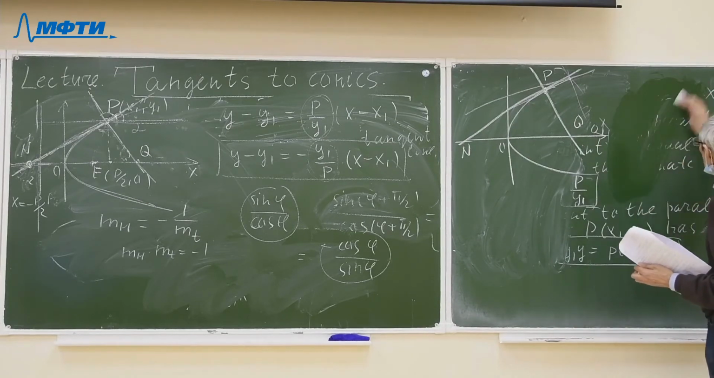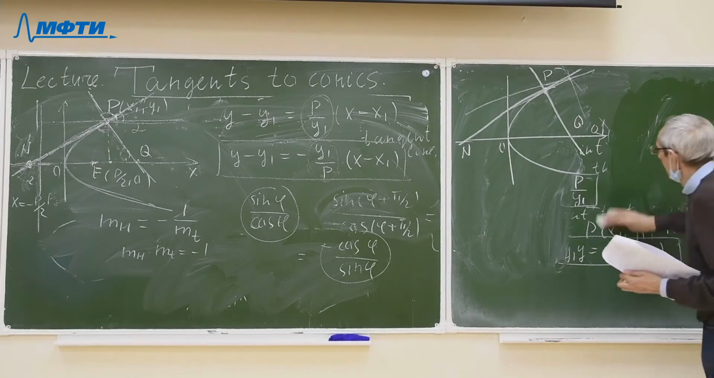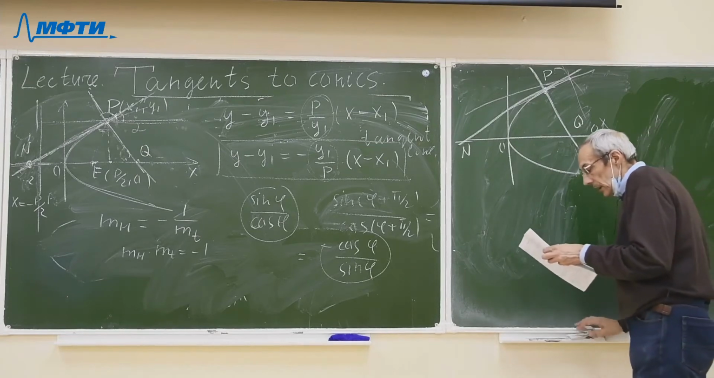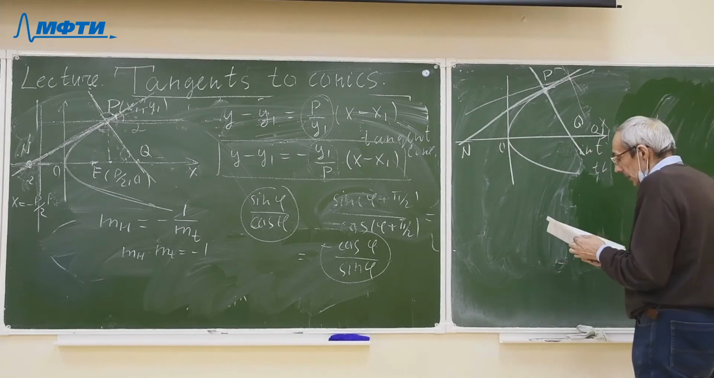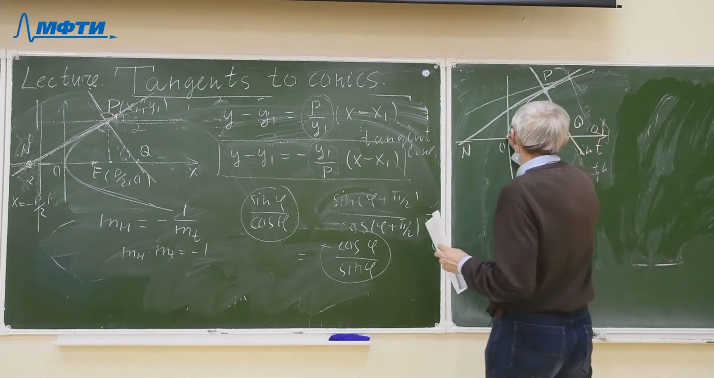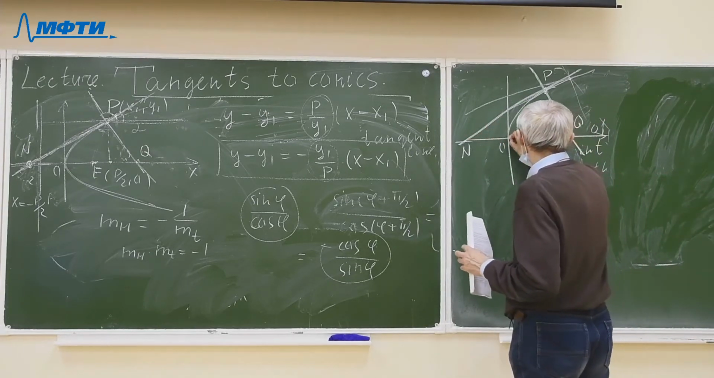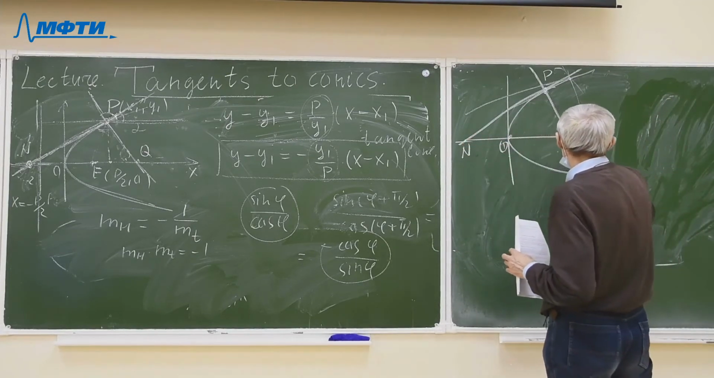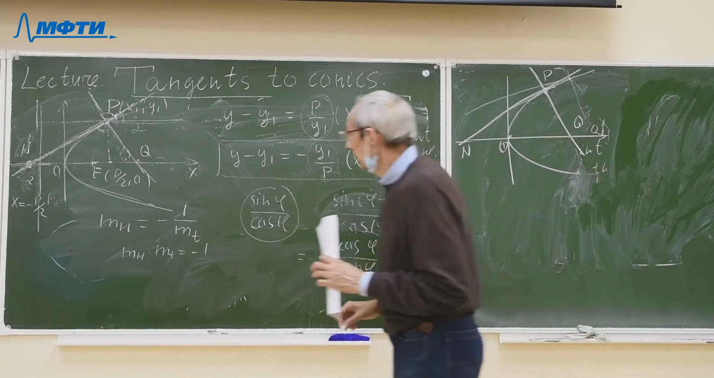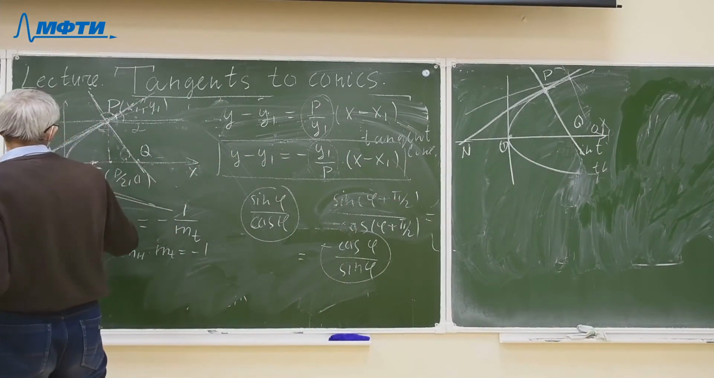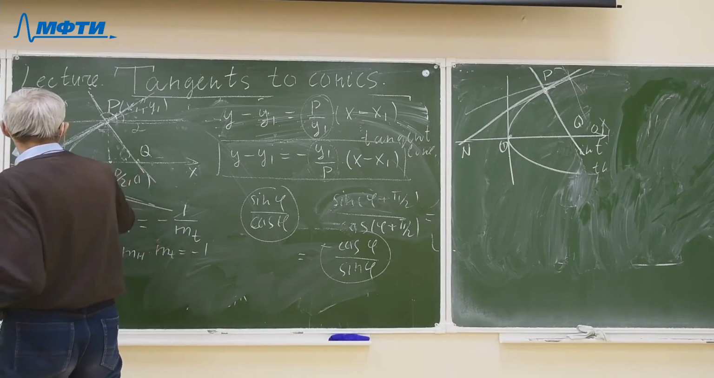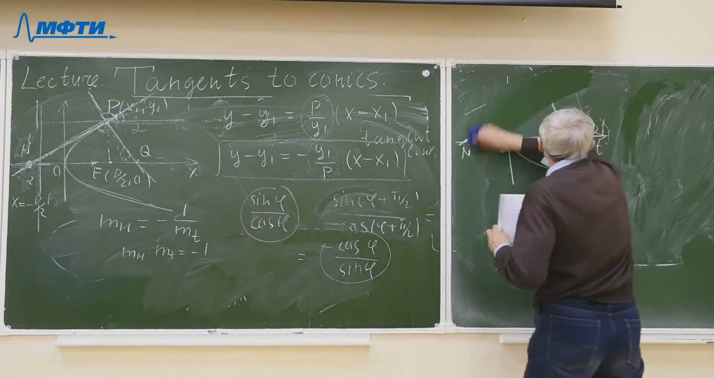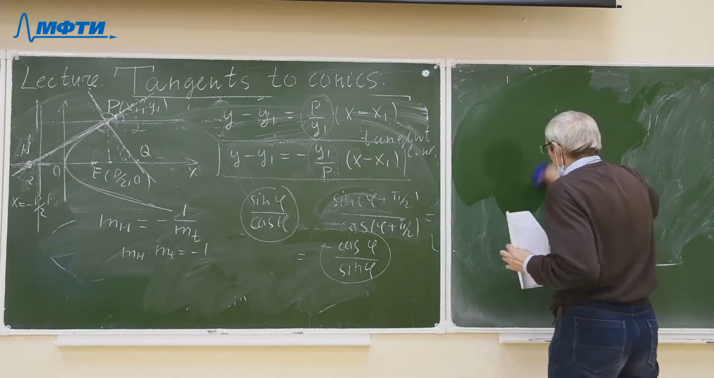I am going to formulate a property of the parabola which is related to these two points. The property is the following: the point O divides the segment NQ into two equal parts. I reproduce it more exactly.